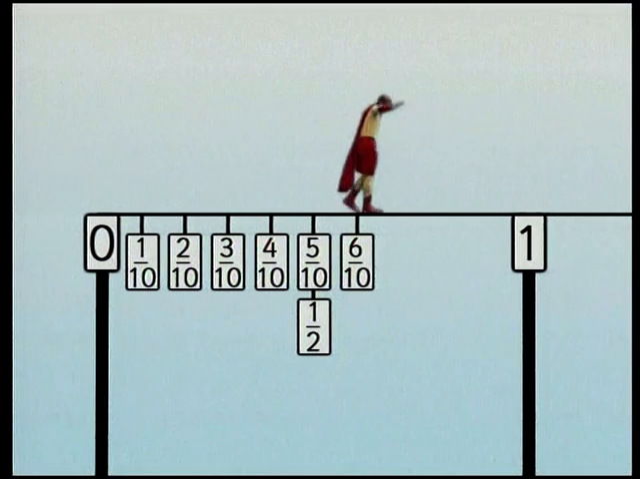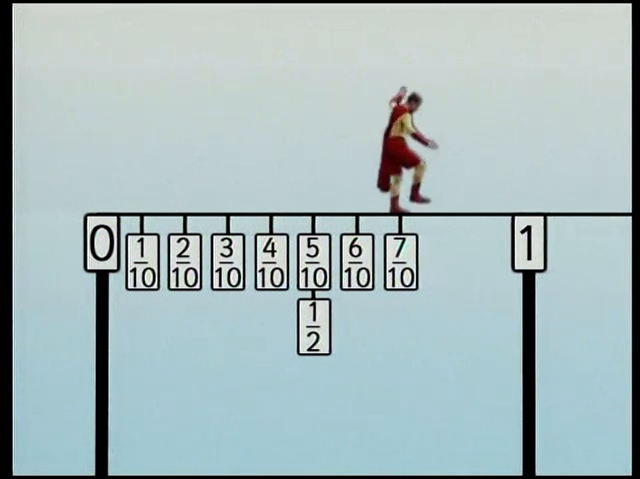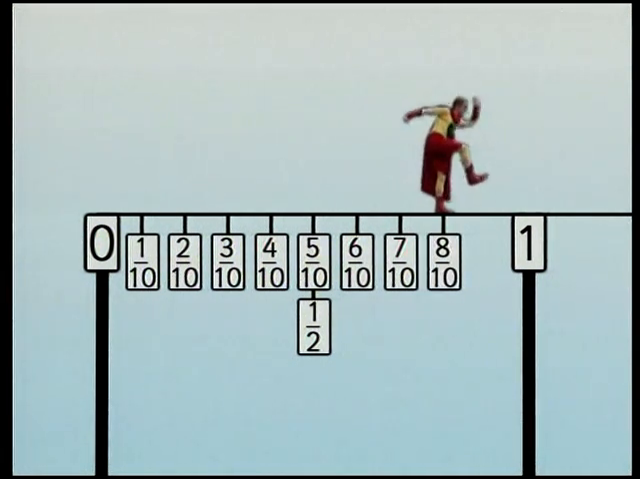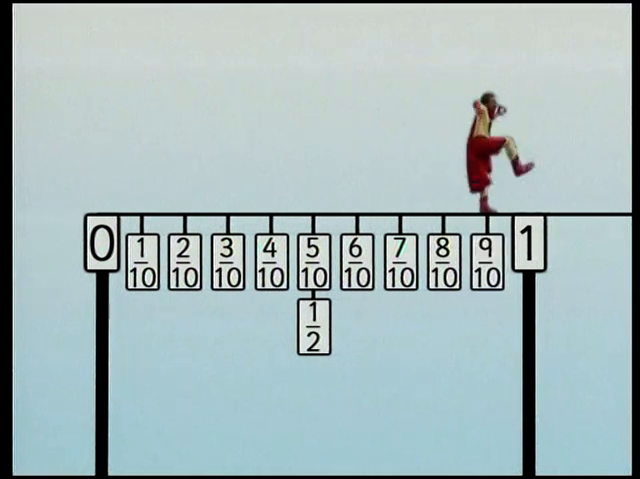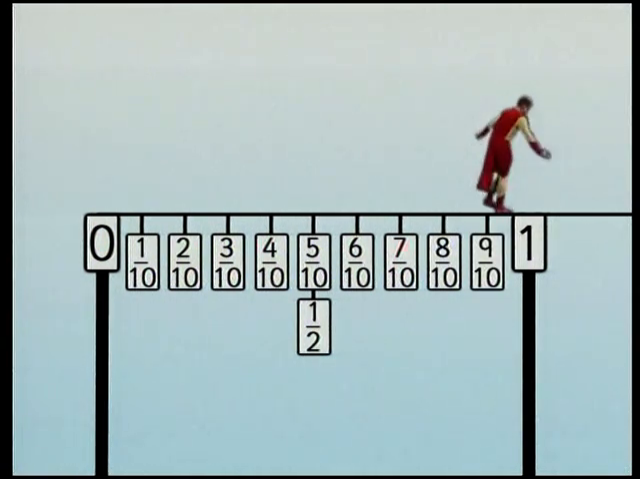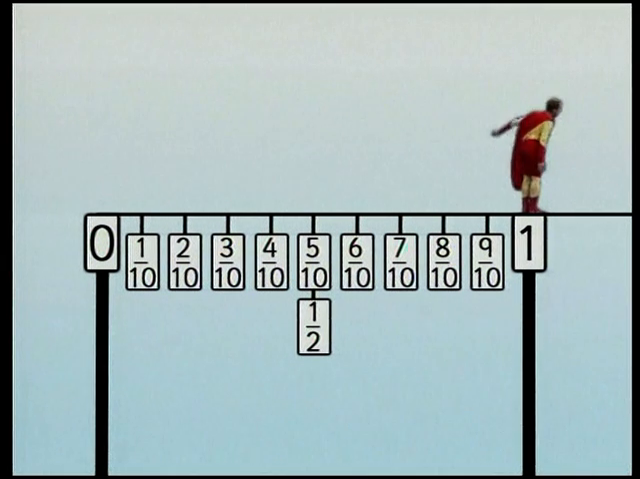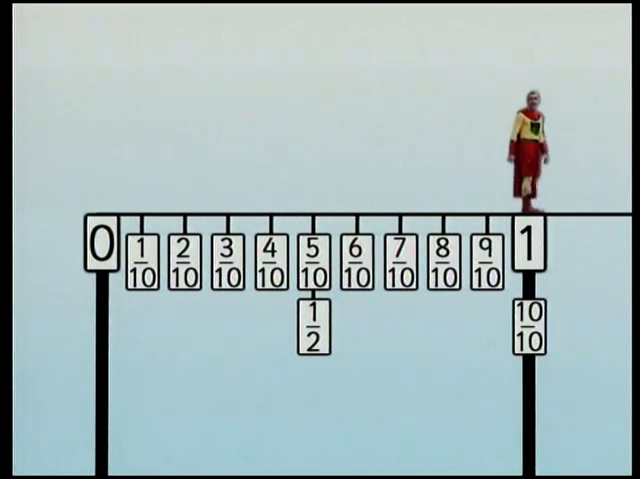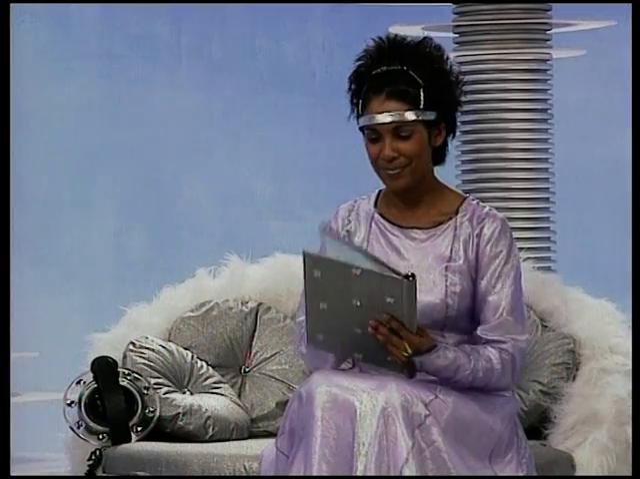6/10. 7/10. 8/10. 9/10. 1. And 1 is the same as 10/10. Oh, well done, Maths Man.